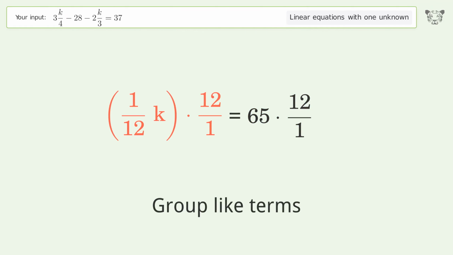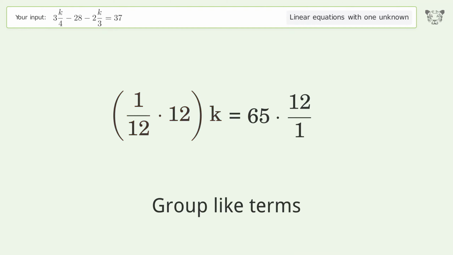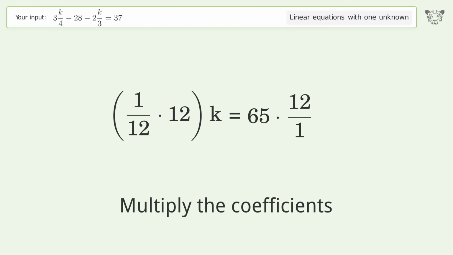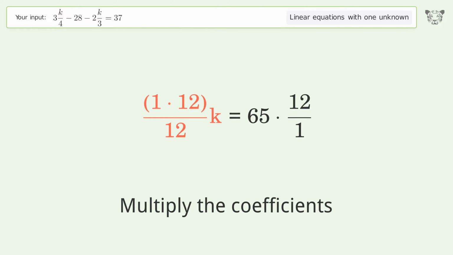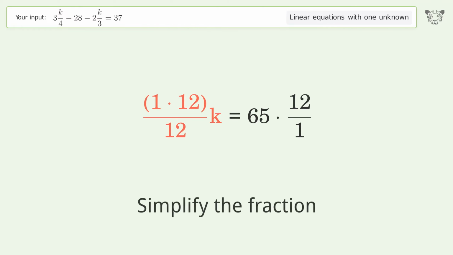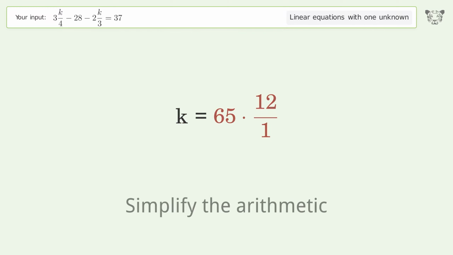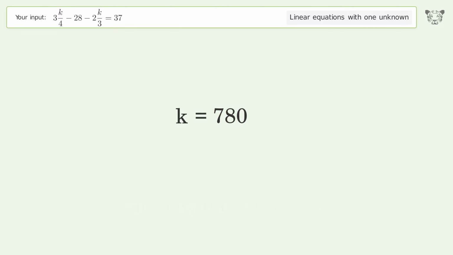Group like terms. Multiply the coefficients. Simplify the fraction. Simplify the arithmetic. And so the final result is k equals 780.